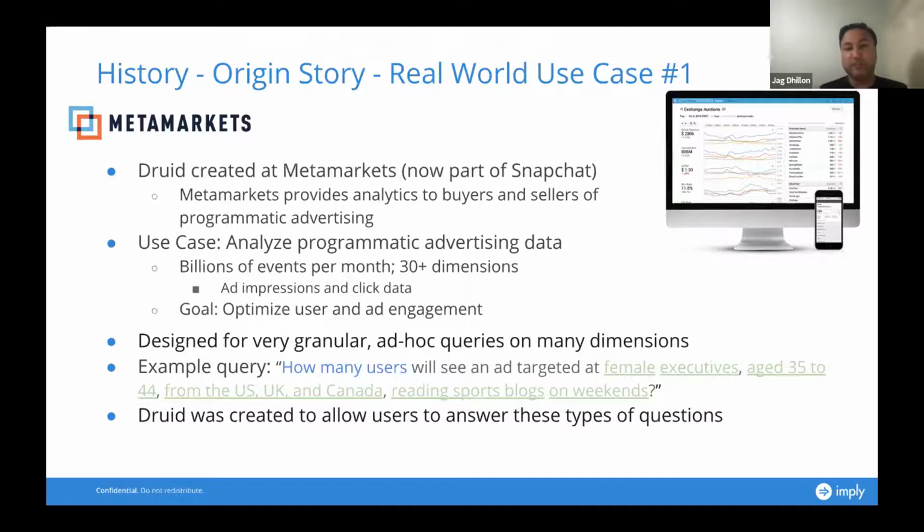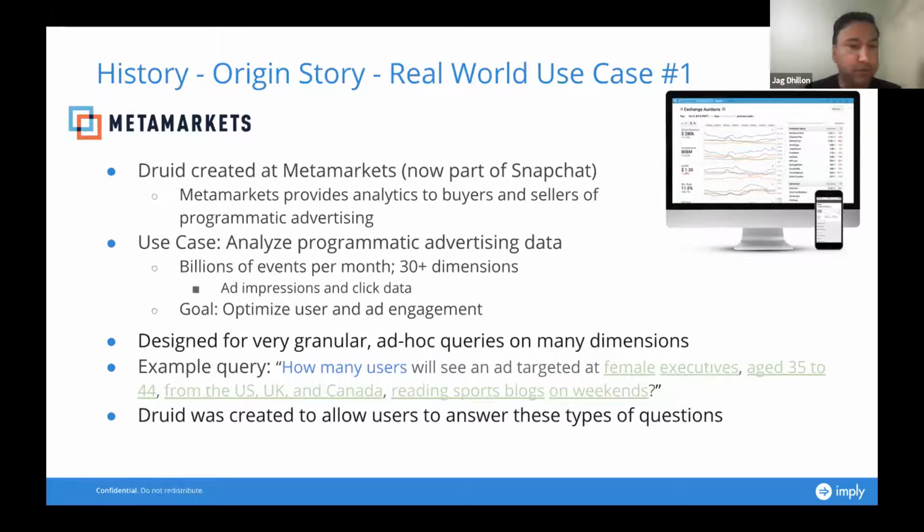How many users will see an ad targeted at female executives aged 35 to 44 from the US, UK, and Canada, reading sports blogs on weekends? This is the type of queries that the customers who were advertising on the platform provided by Metamarkets were demanding. So Druid was created to allow users to answer this type of questions.